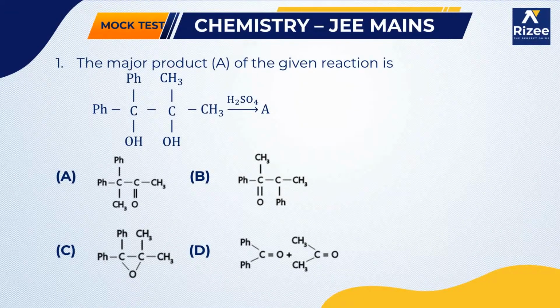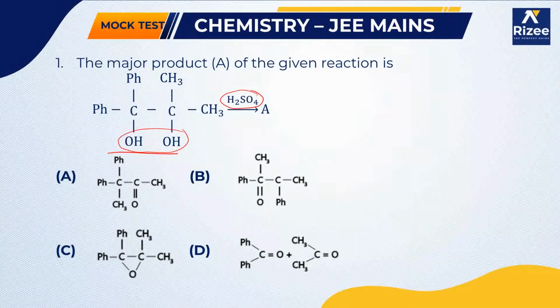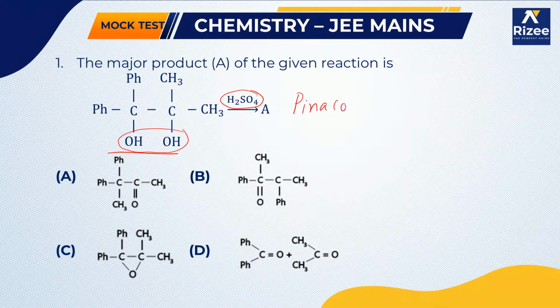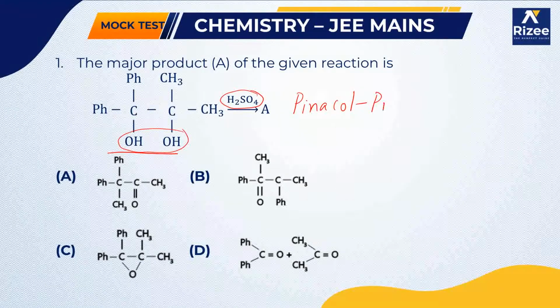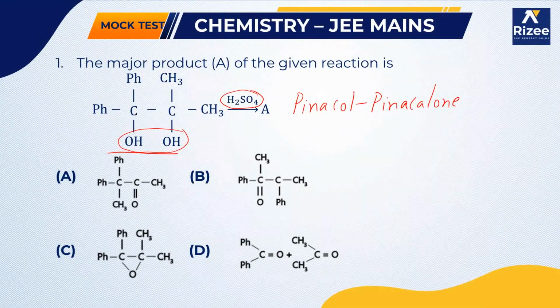You can see here, he has given one reactant and is asking what the product is. In the presence of H2SO4, he has given a diol, which means two OH groups are there. So, in the presence of H2SO4, what will be the product? Generally, diols in the presence of H2SO4 undergo the reaction known as the pinacol-pinacolone rearrangement.